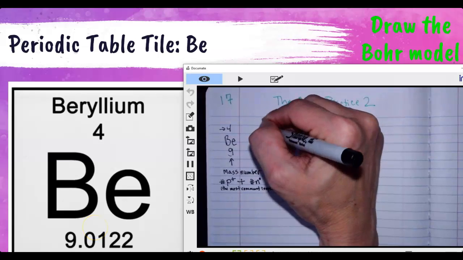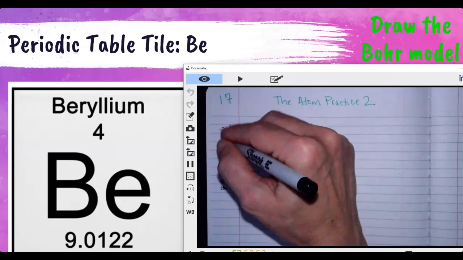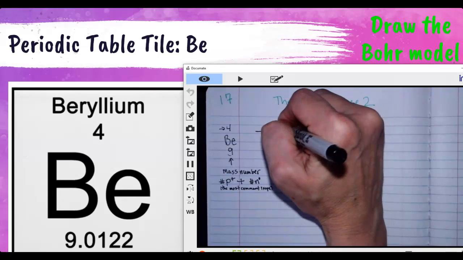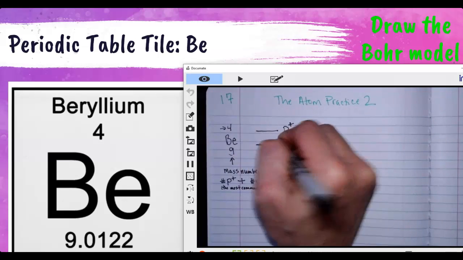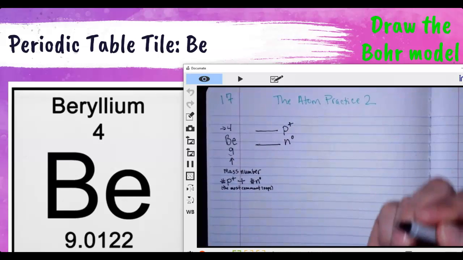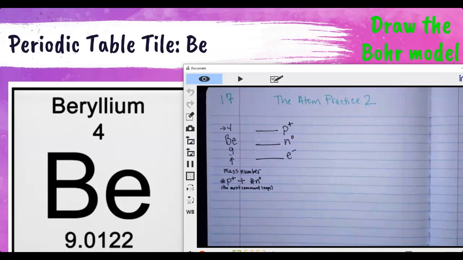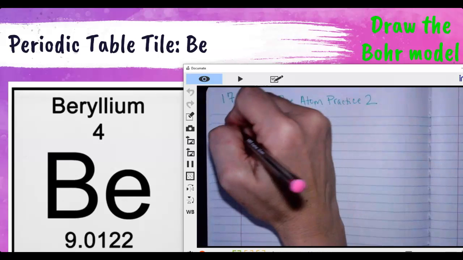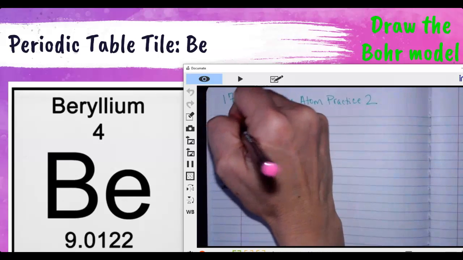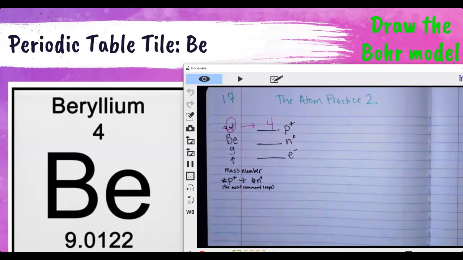All right, so we're going to count all the different types of particles in beryllium just using this information. We can know how many protons, we can figure out how many neutrons, and we can figure out how many electrons. Okay, so the first, all right, so remember we said that the atomic number is the number of protons. So we're going to put a 4 right here.